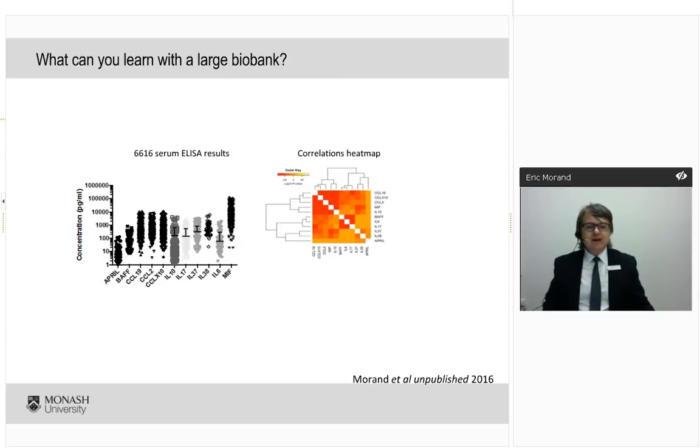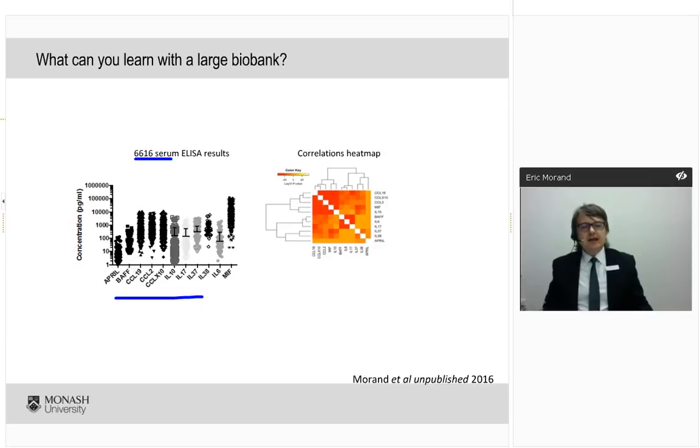How does that look? Here's some data from our clinic at Monash where we've measured some immune system proteins in about 6,000 serum samples from different patients. And here's a whole bunch of proteins that we've measured in the blood of these patients.